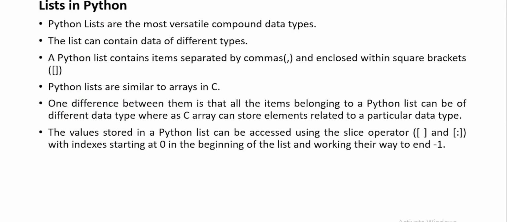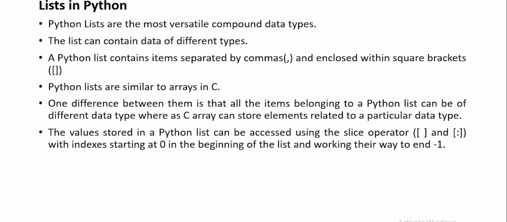So till now what we have seen, strings is a character array or array of items in which the items are of the same type, right? Now we have a versatile sequence type, that is list. Lists are the most versatile compound data types. The list can contain data of different types. This is the unique property of list in Python. You can contain different types of data in a list, right?